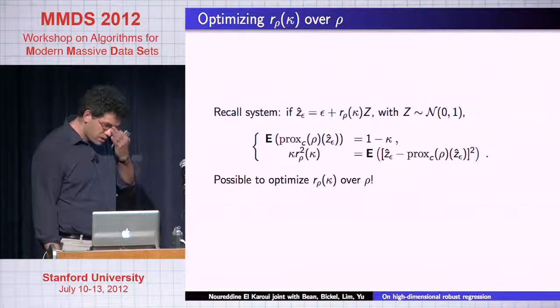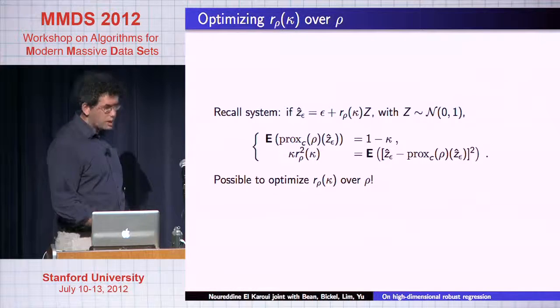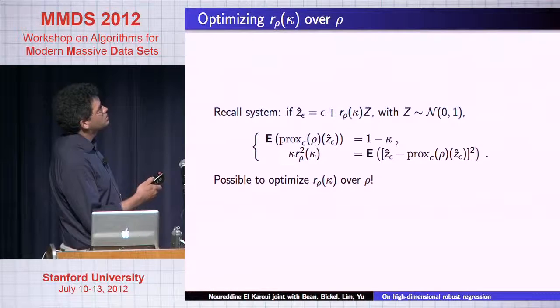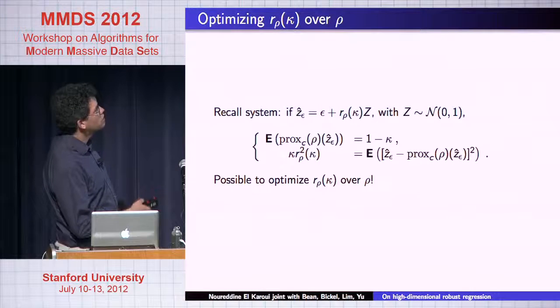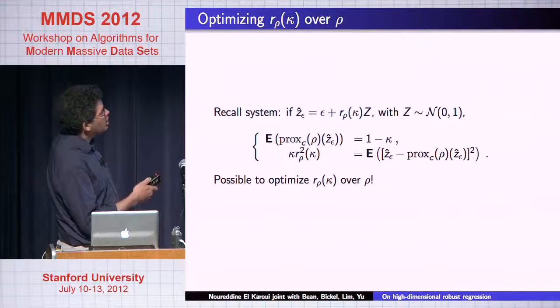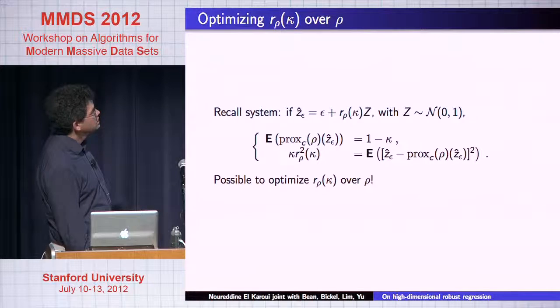Okay, so how to do this? Recall the system. I had z-hat_epsilon is an error plus r_rho(kappa) times z, where z is a normal 0, 1. And I have this maybe complicated-looking system of two nonlinear equations.